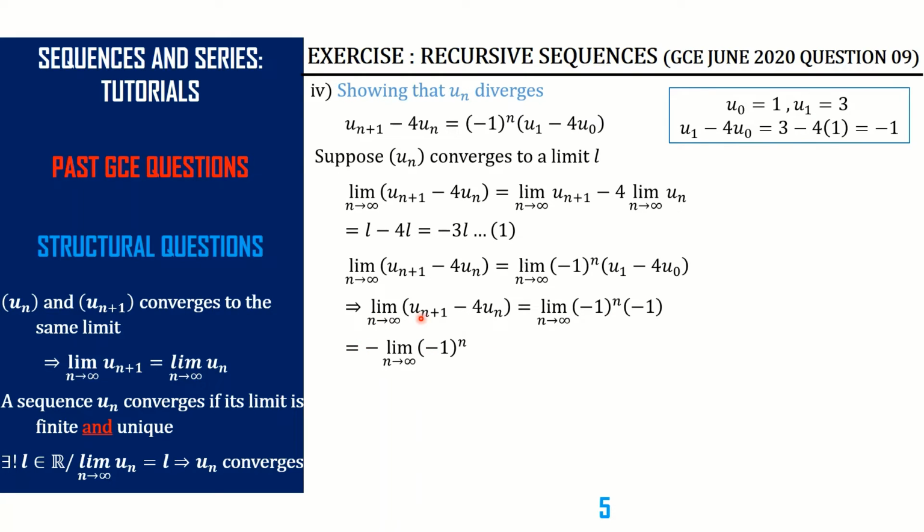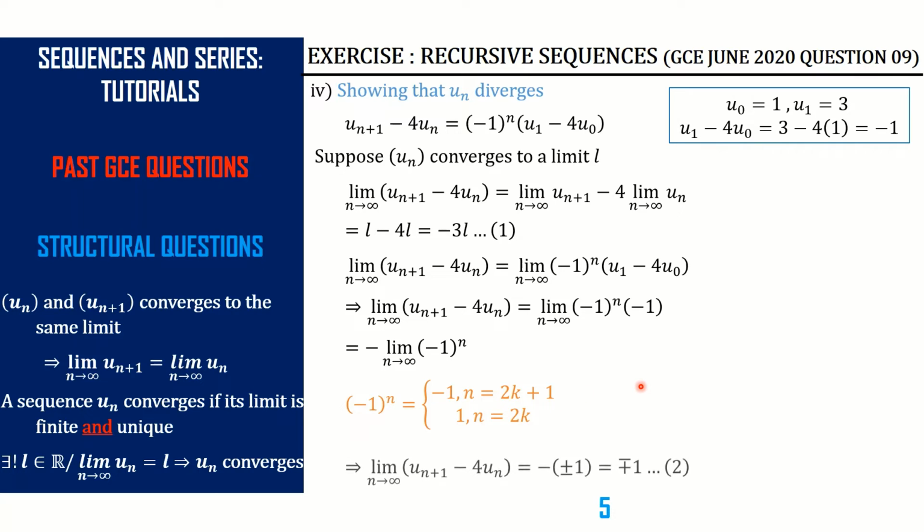It means that this limit is equal to negative the limit as n tends to infinity of negative 1 raised to the power n. Now let's see a trick here concerning negative 1 raised to the power n. Negative 1 raised to the power n has only two values. It is either 1 or negative 1. If I'm raising it to an odd number, it's going to give me negative 1. If I'm raising it to an even number, it's going to give me 1. So negative 1 raised to the power n is negative 1 if n is equal to 2k plus 1, meaning that it is odd. It is equal to 1 if n is equal to 2k, meaning even.